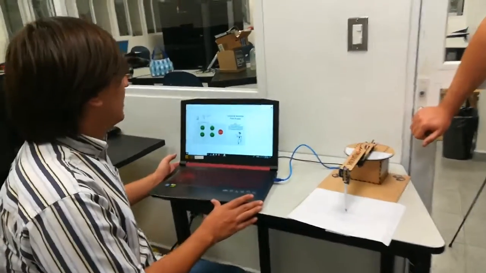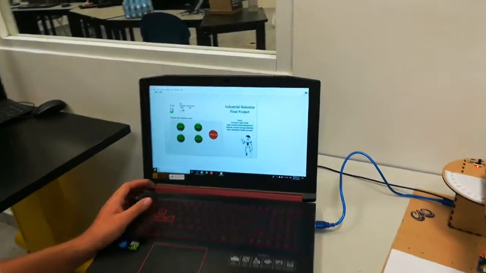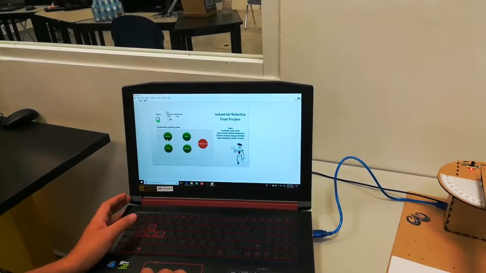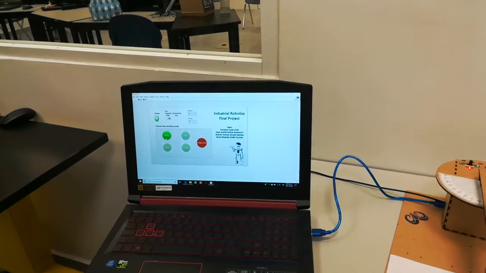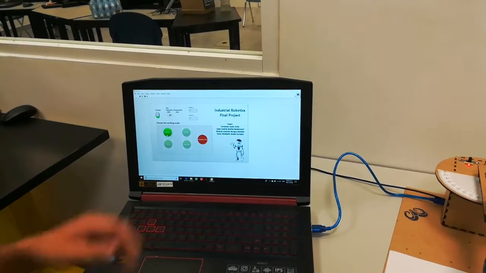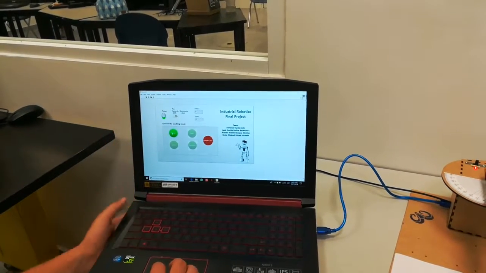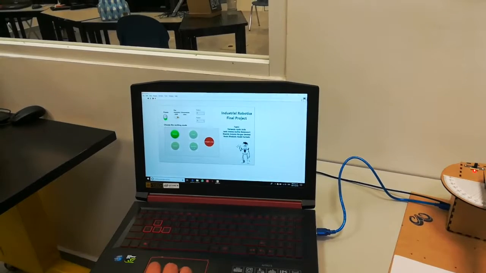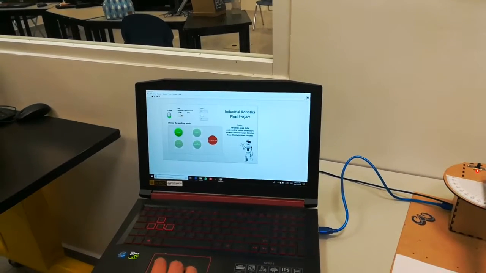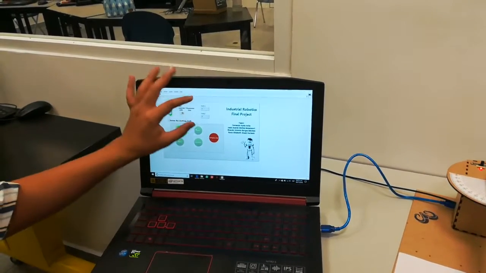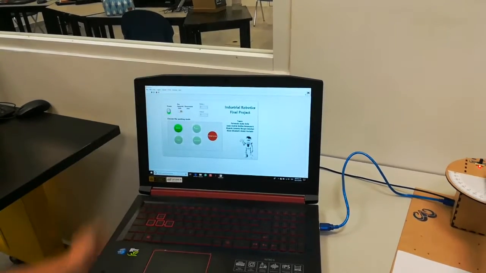I will talk about the HMI of this robot. We have these different buttons that select the position, the operation of the robot. As we can see, when I select one mode, the others are disabled, so I can't select any other. And also the degrees are shown in here.